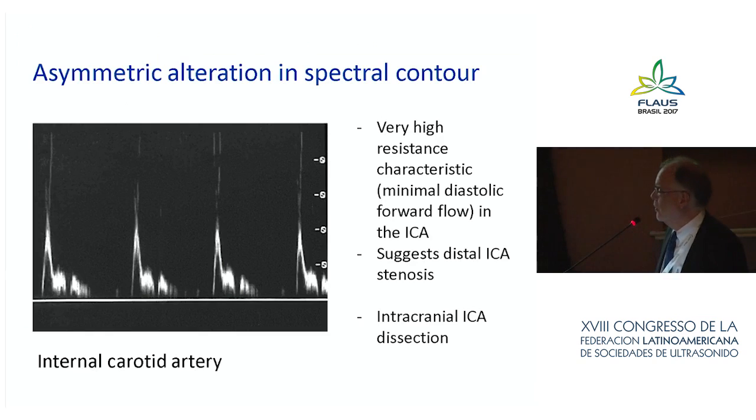So an asymmetric alteration is something like this. This is an internal carotid artery with a markedly high resistance characteristic, very clipped forward flow and virtually no diastolic flow. And this is the thing that you might see in an internal carotid artery in the mid-neck when there's a distal, usually intracranial, internal carotid artery stenosis that's quite severe.